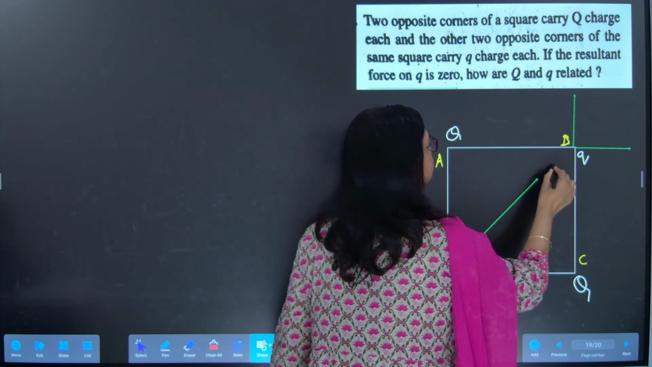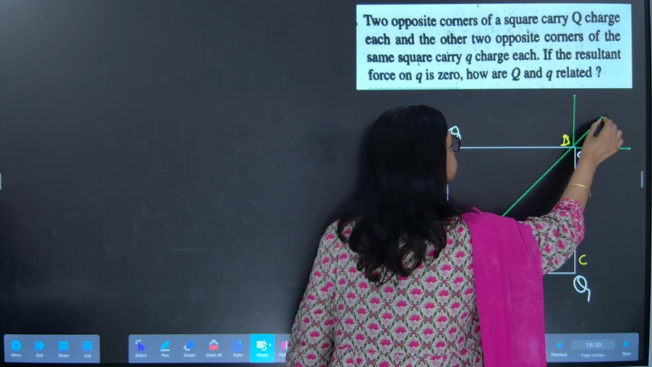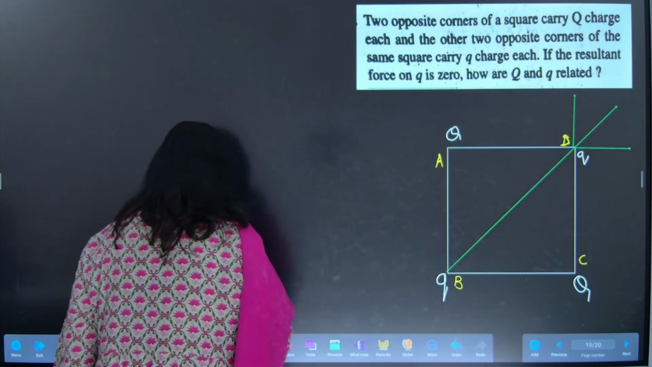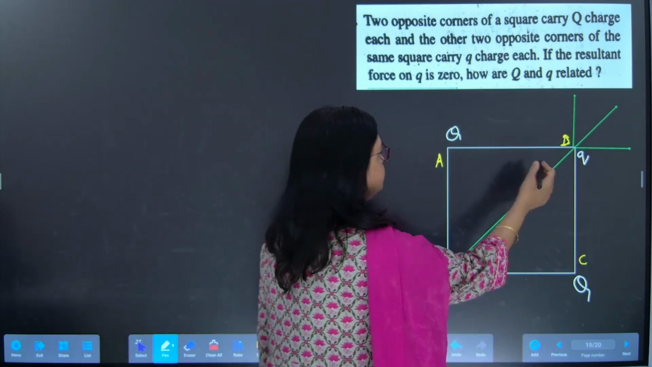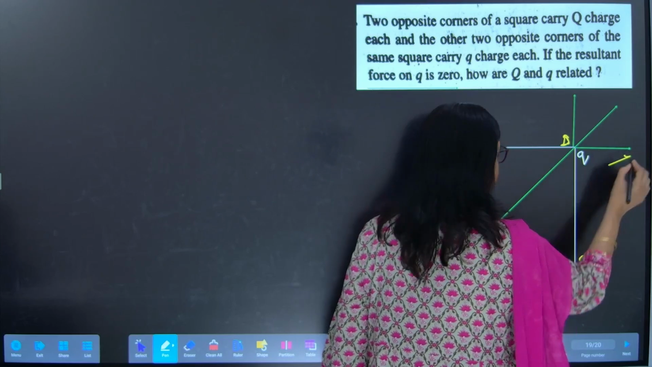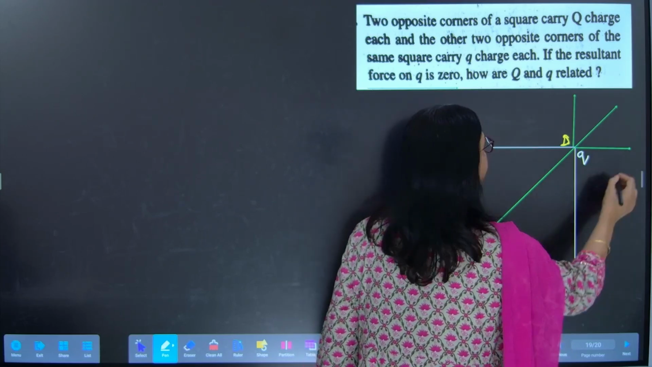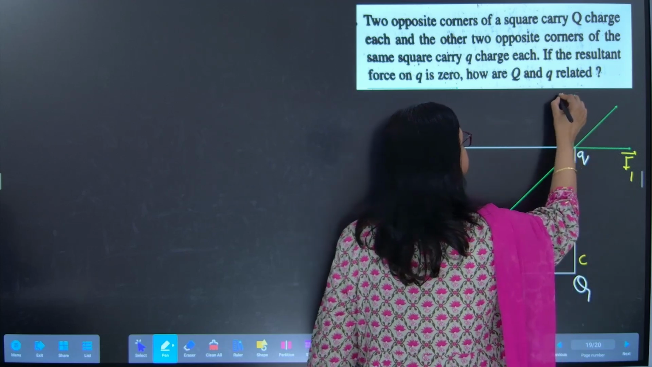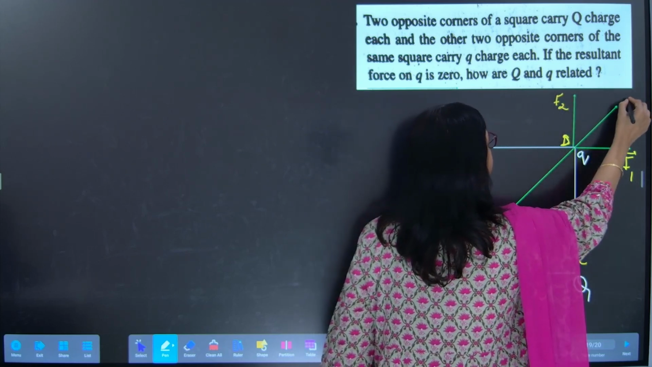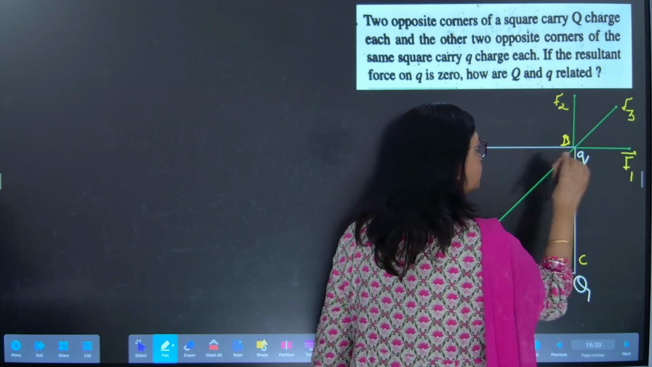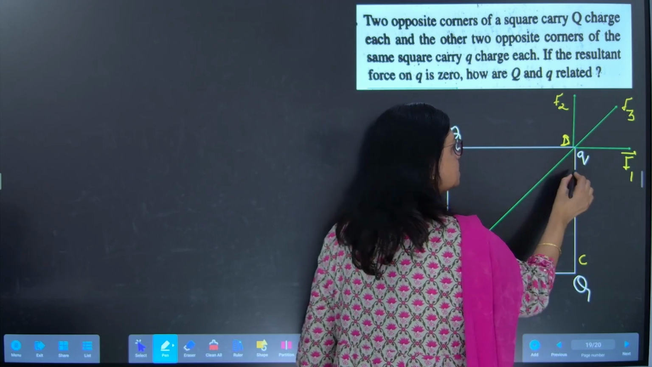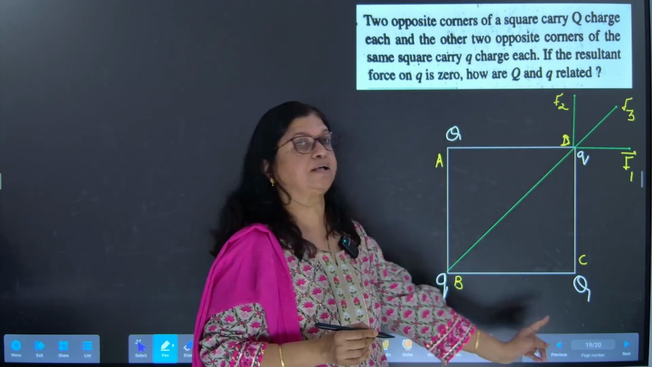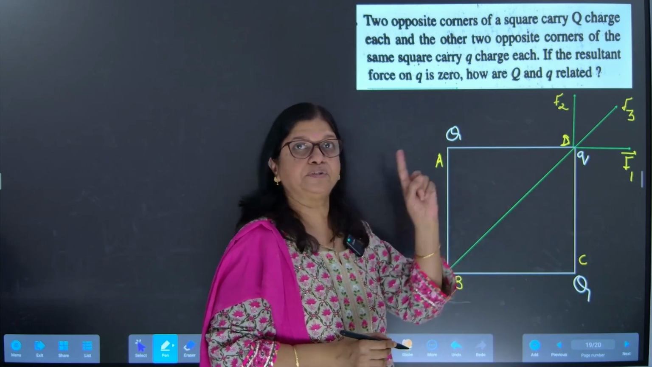So they will repel each other. Fine. So I have three forces acting on this small q. Let me denote them as F1, F2 and F3. These are the three forces which are acting on the charge Q due to the presence of the other three charges on the vertices of a square.